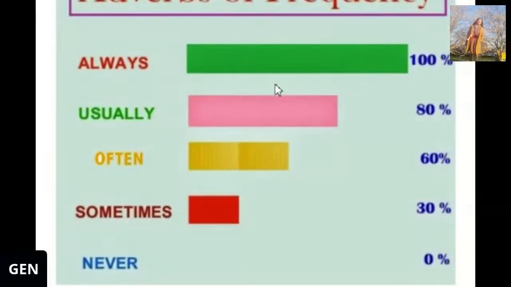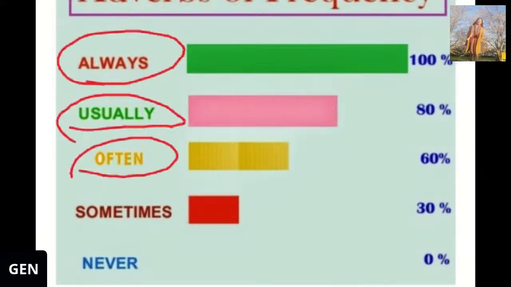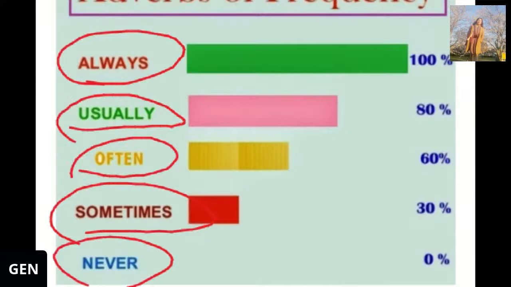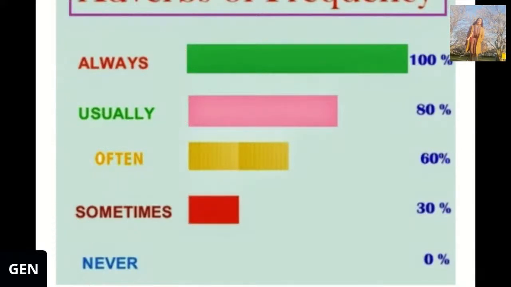So, we're going to have our lesson for today, and of course, it's all about adverbs of frequency. I think you are familiar with those, and we're going to review. So this is a kind of review. I'm going to show you something. I think you are very familiar with these: always, usually, often, sometimes, and never.